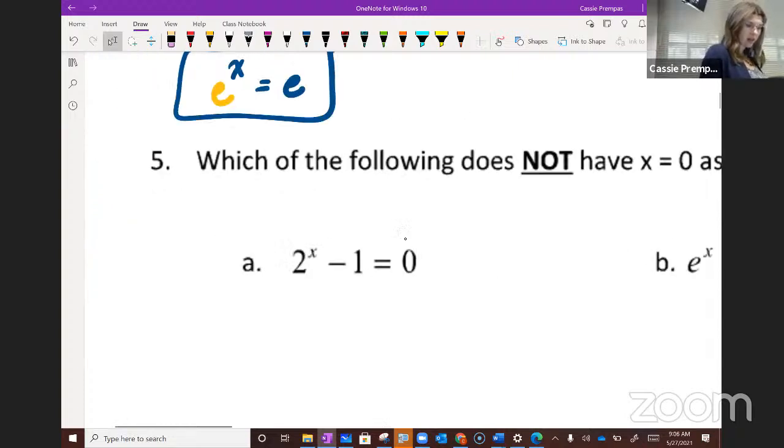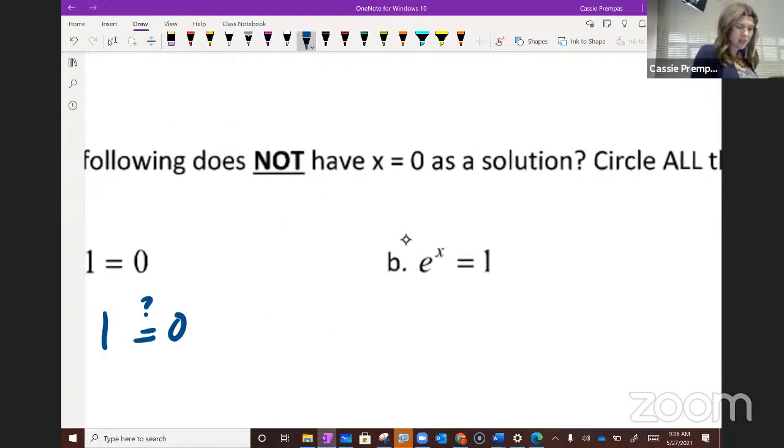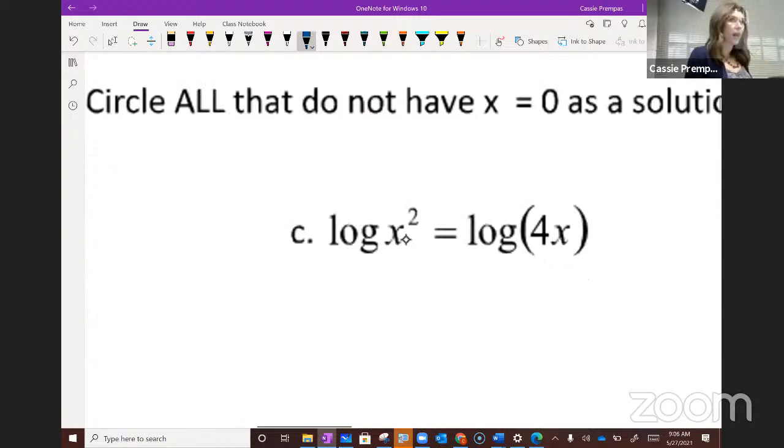How about letter A? If I plug in x as 0, does it make sense that 2 to the 0 minus 1 would equal 0? Yeah, because 2 to the 0 is 1. 1 minus 1 is 0. Letter B, does it make sense that e to the 0 is equal to 1? Yeah, okay, so obviously that's going to be letter C, but let's make sure we know why.